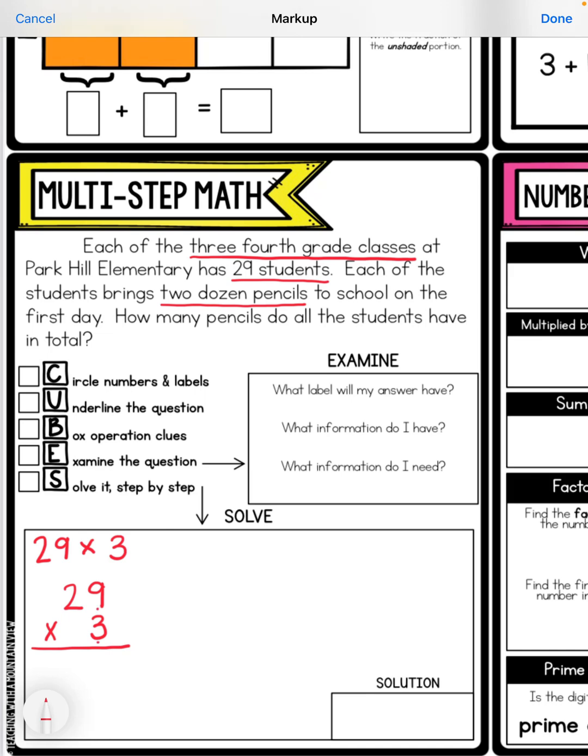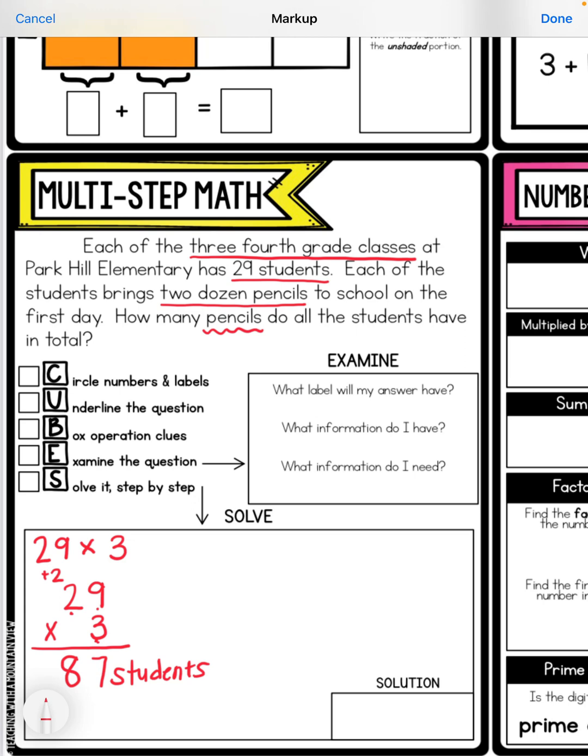3 times 9 is 27. My 7 goes down and I carry my 2. 3 times 2 is 6, plus my 2 is 8. So there are 87 students total in 4th grade. But my question is wanting to know how many pencils all of these students brought in. But this is going to help me. This is just a step in that direction.